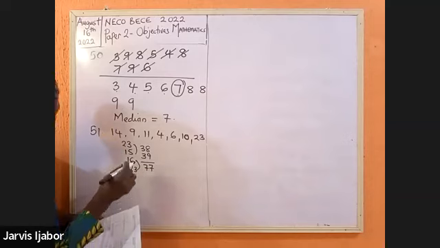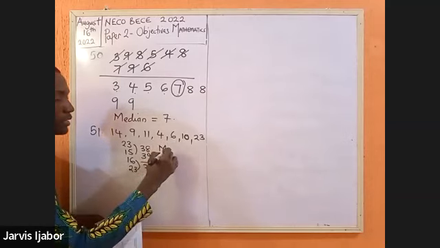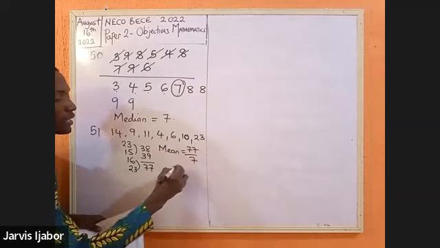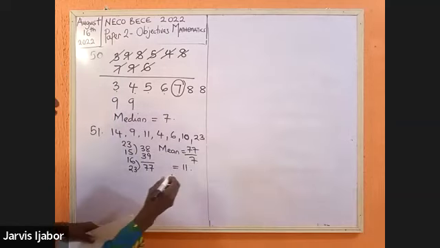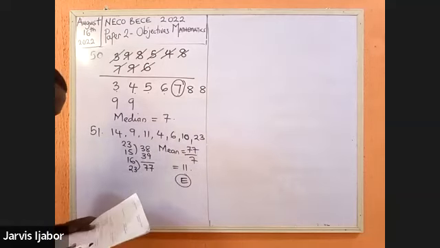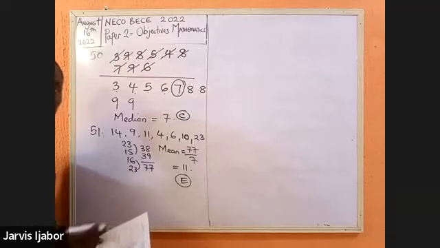So how many numbers do I have? 1, 2, 3, 4, 5, 6, 7. So my mean will be equal to 77 divided by 7. And the mean will simply be 11. So the answer is 11. That option will be A. And the option for question 50 will be C. Are we seeing that?